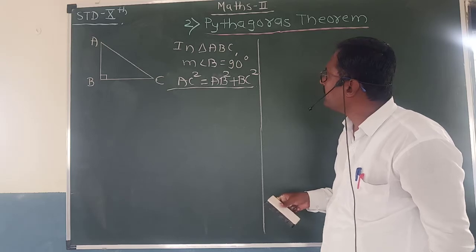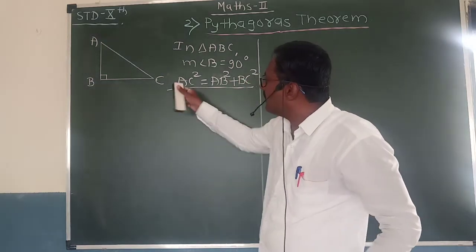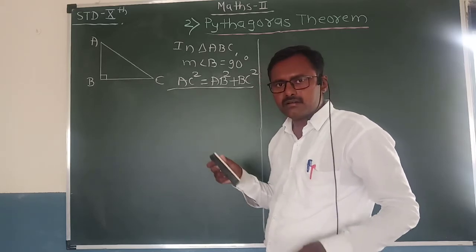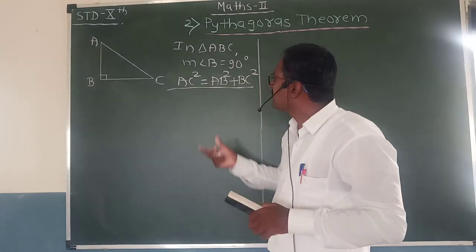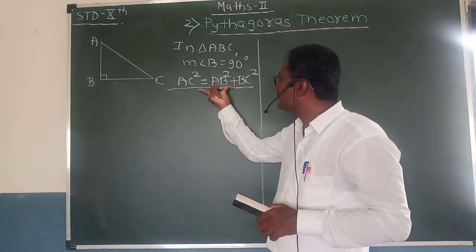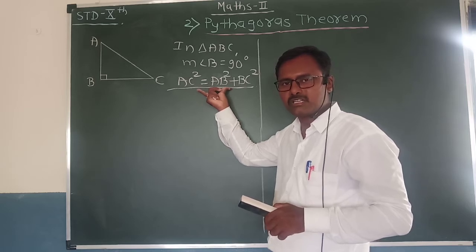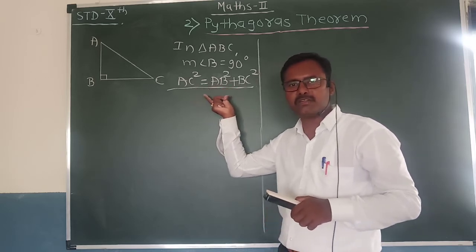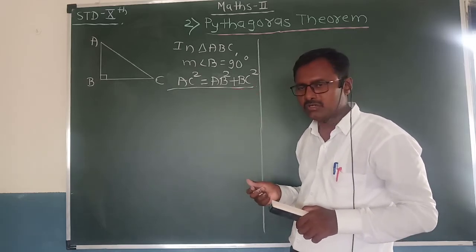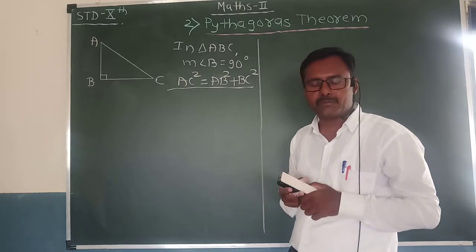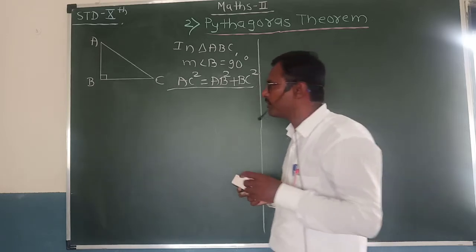Now, we have to find the numbers which satisfy the relation: hypotenuse square is equal to the sum of the squares of the remaining two integers or two sides. That group or bundle of integers is called a Pythagorean triplet.